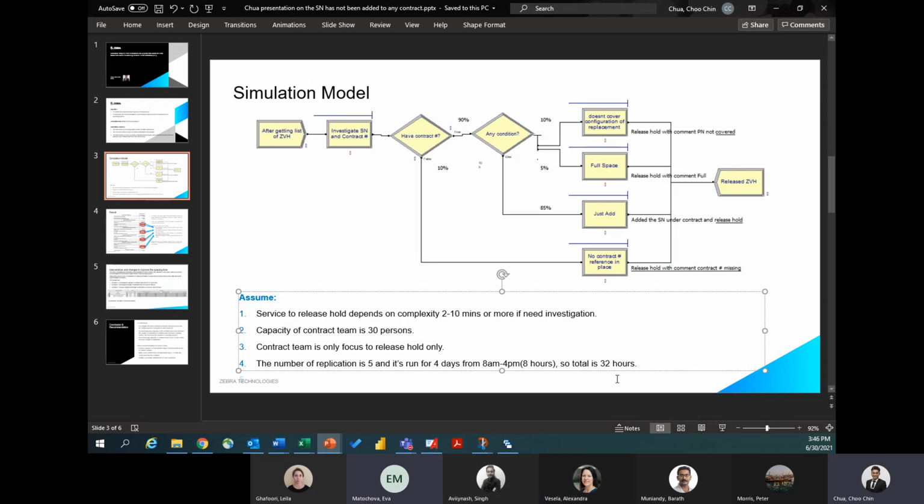So it means that a replication is when we go through the whole process, and then we measure how long it takes. That's what you mean? Replication means that we run the model with 32 hours. The number of replications means that I run the same model 5 times, so it becomes the average of the results. So it can be more accurate. Okay, thank you.